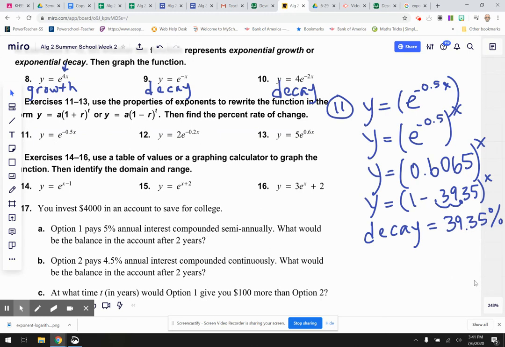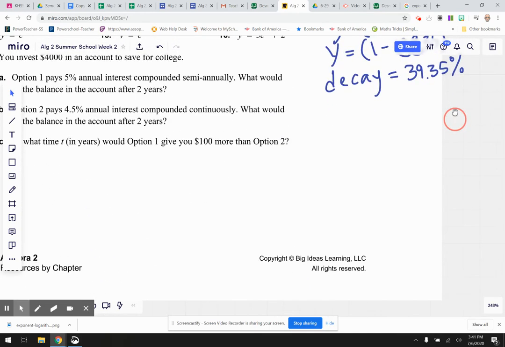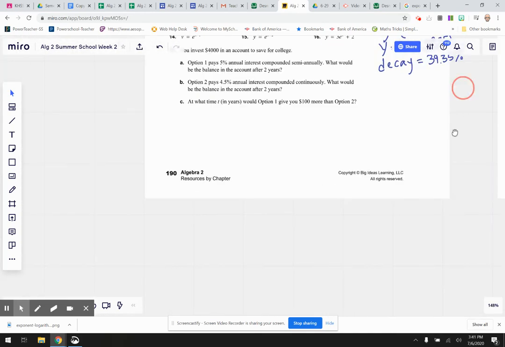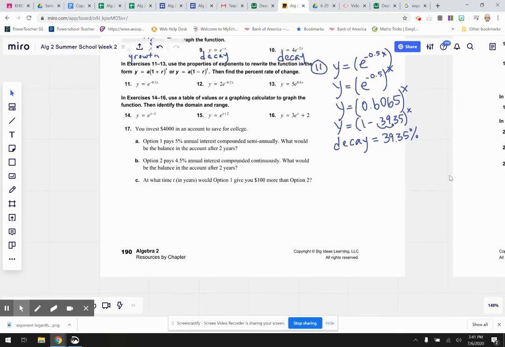So that was 11. If we go to 12, I'm going to put 12 right below it. I'll leave that here for now. Okay, so let me get 12 set up so you can finish 11 if you're still writing it. 12, we've got y equals, and it's 2, which I'm going to put on the outside. That's going to represent my a. And then e, and I'm going to put in negative 0.2, close it, and then I'm going to put my x, because that's the format that I need.